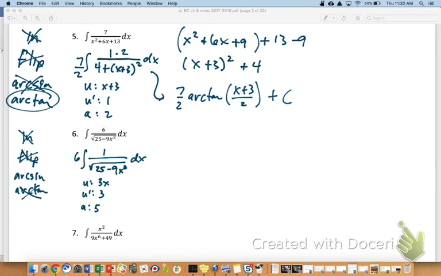3. It's got to be u prime, which is 3. So I'd go times 3 divided by 3. This leads me directly to 2 arcsine of 3x over 5. Don't forget the plus c.